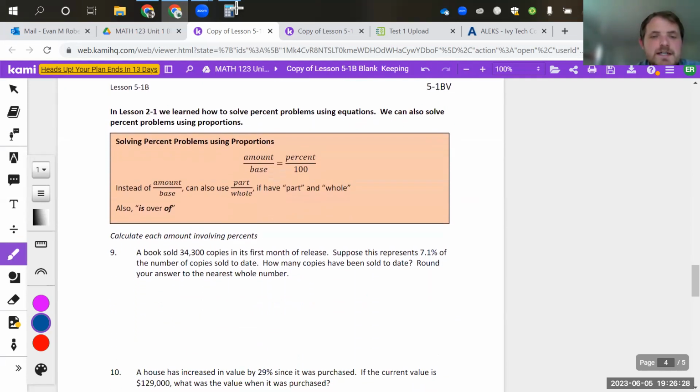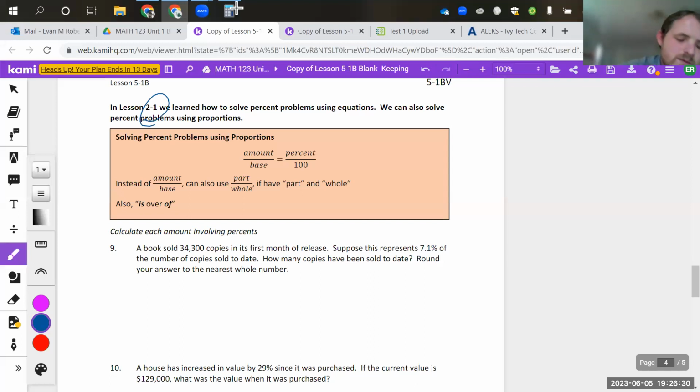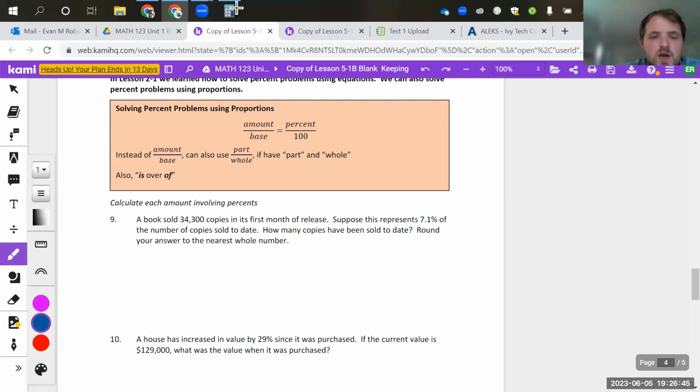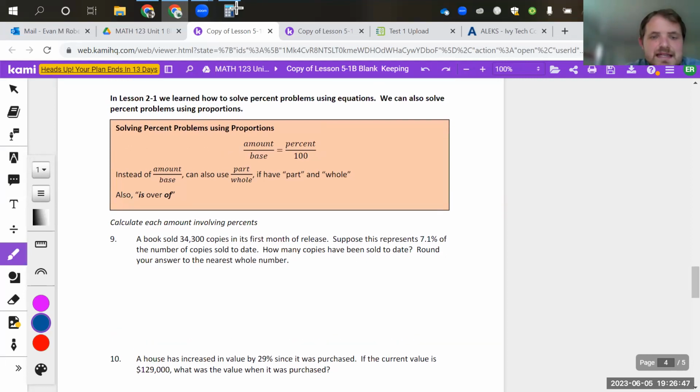And so we skipped 2.1 to start because a lot of people had more problems with 5.1 A and B. So you'll see in the video that this part-over-whole scenario is already covered, and we're just going to deal with that now. So we've got the 34,300 copies, and it's represented by 7.1% of the copies sold to date. How many copies have been sold to date?